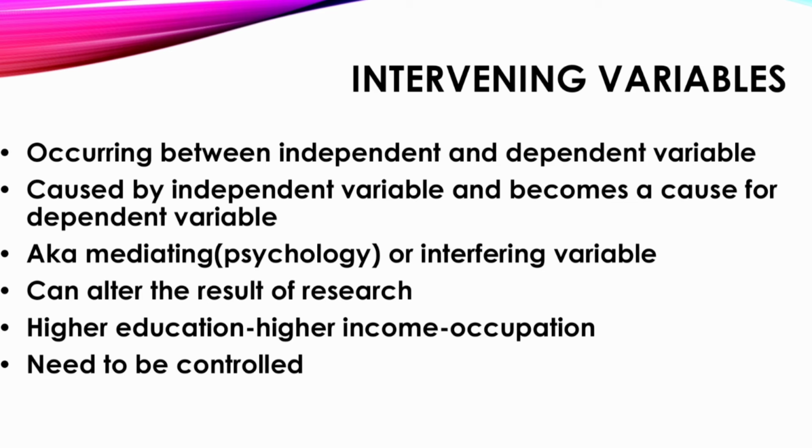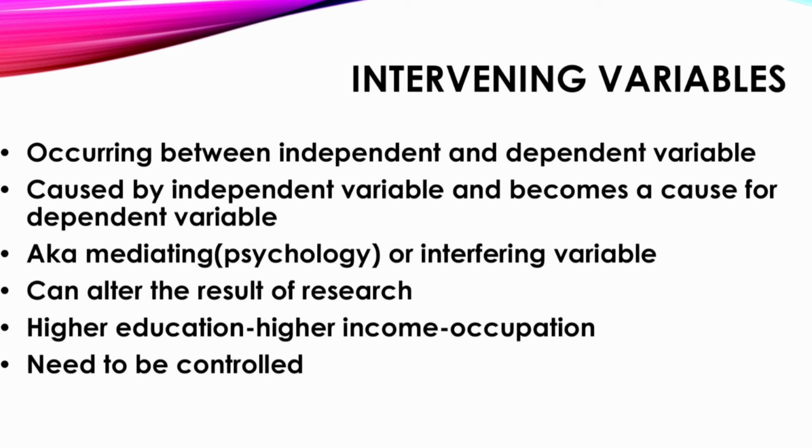Before going on to the next type of variable, there is a little bit of information that I would like to share with you regarding the intervening variable. The intervening variable was first used by the behavioral psychologist Edward C. Tolman during his study on rat behavior, and in that case hunger was considered to be the intervening variable in his research.